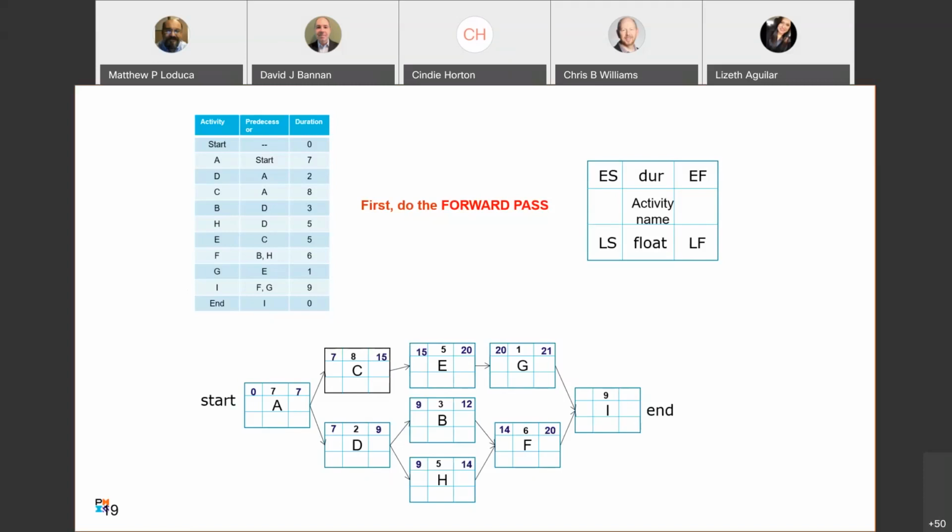20 plus 1 is 21 for G. 14 plus 6 is 20 for F. Our higher number, 21, will go into I as an early start. 21 plus 9 is going to give us 30 for our early finish, and we will have finished our forward path. Okay. Now on our backward pass, we're going to bring our early finish down into the late finish.